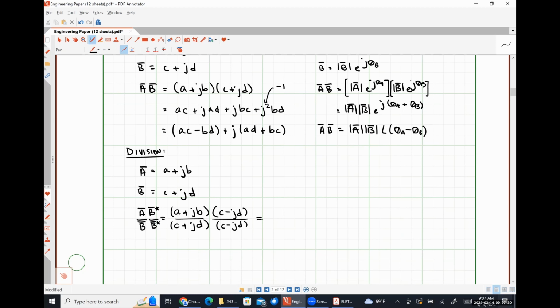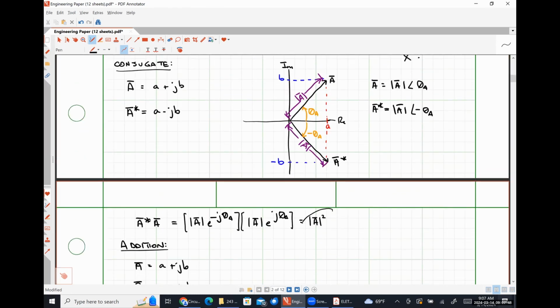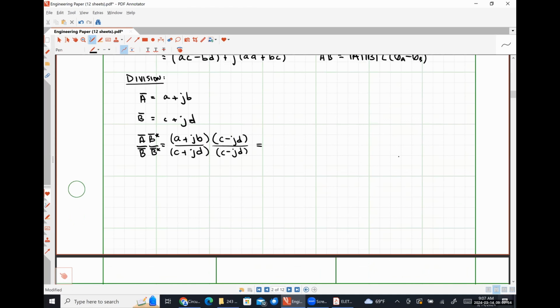So what should B conjugate times B come out to? The magnitude of B squared. The magnitude of B is the square root of C squared plus D squared, and if I square that magnitude, it's just going to give me C squared plus D squared, right? So I'm going to have in my denominator C squared plus D squared.